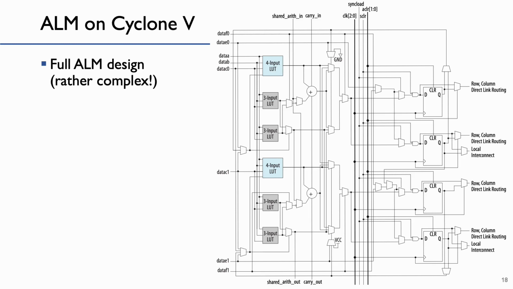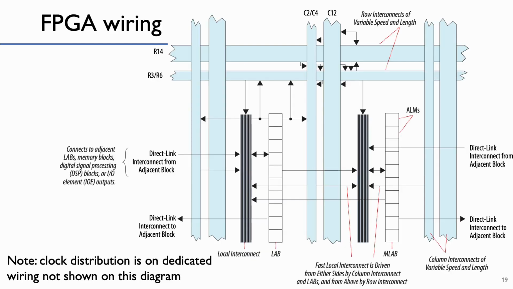If we then look in a little more detail, this is just another diagram showing an ALM, but in a bit more detail, showing more of the multiplexers and various other bits of wiring. But don't worry about the details. I just want to indicate that they're moderately complicated devices.